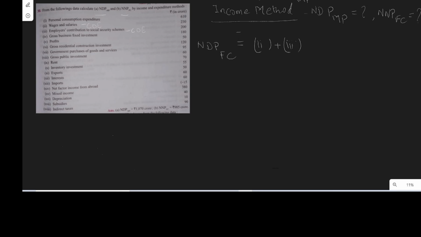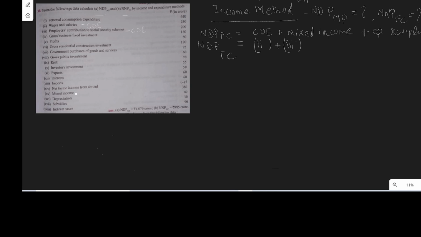In short, I am writing the general formula here as well, so that you can compare with that. Compensation of employees plus mixed income of the self-employed, plus operating surplus. Operating surplus means rent plus royalty plus interest plus profit if it is given. Okay, so COE is done: second and third, wages and salaries and employers' contribution to social security schemes.